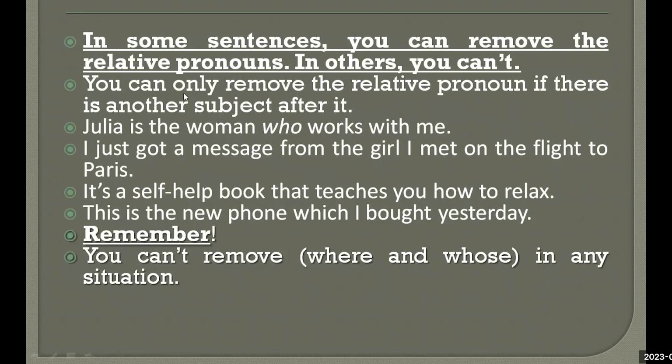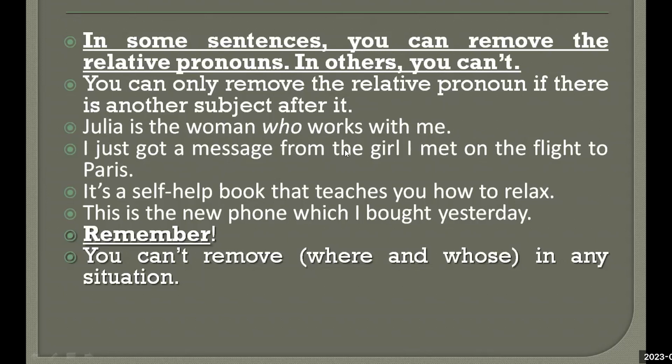Like these examples here. First, you can only remove the relative pronoun if there is another subject after it. So look at this example here. Julia is the woman who works with me. In this situation, you cannot remove the relative pronoun who. You can't remove it because there is no subject after who. You cannot say Julia is the woman works with me. Nope, you can't.